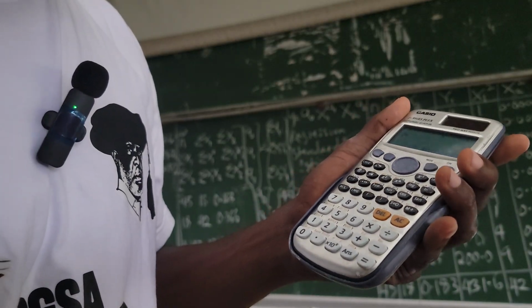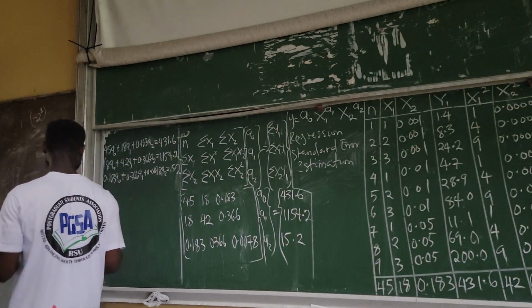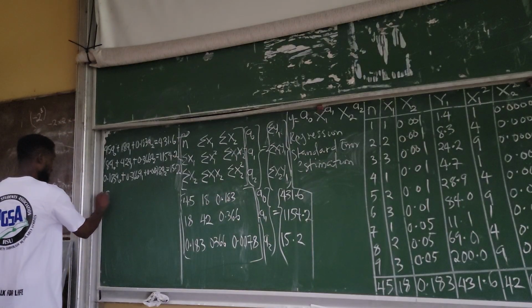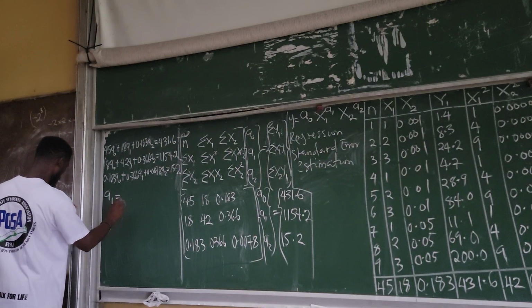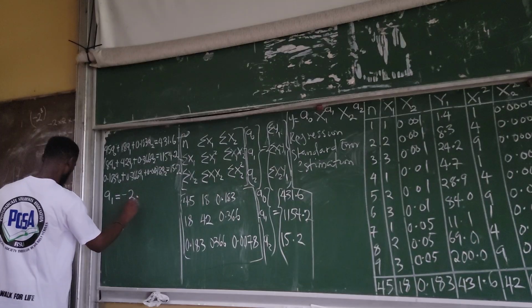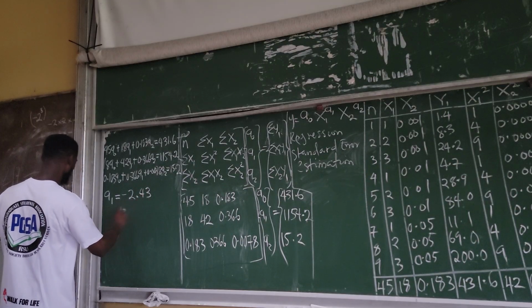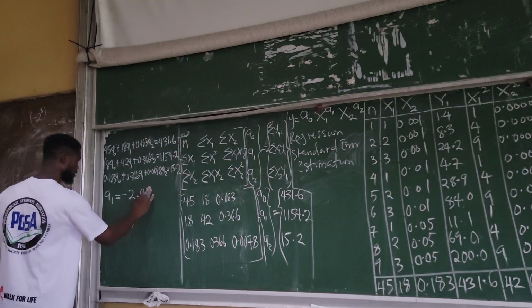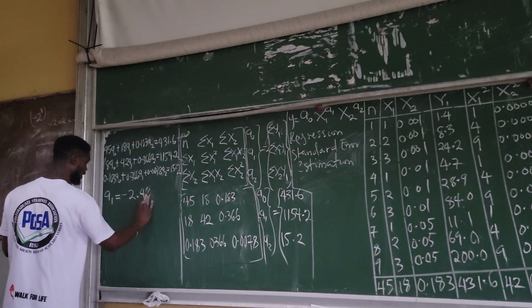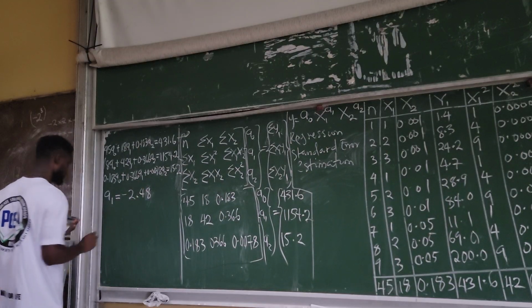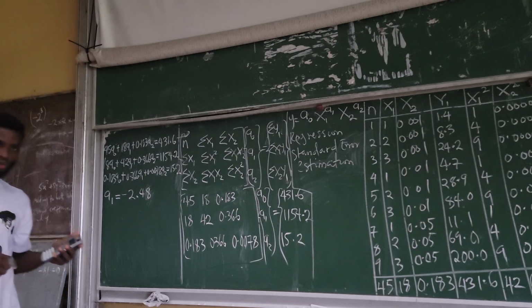to x. X is your A1. That is x of 1. That is your A1. So your A1 will be equal to minus 2.43. Let's use 48. Okay, 48. Let's just use the 2 decimal number. 48. That is A1.